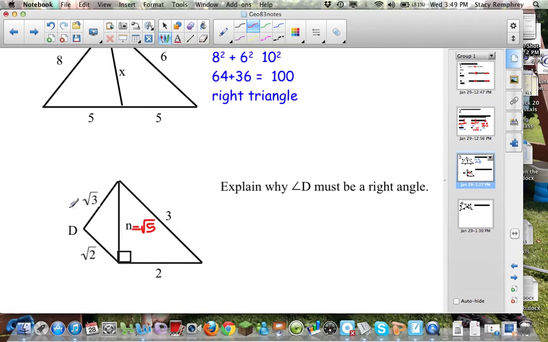And then over here, I'm going to test. I don't know that this is a right angle. So the square root of 5 is my longest side. So square root of 5 squared is 5. Square root of 3 squared is 3. The square root of 2 squared, which is right here, is 2. So when I take this squared plus this squared, how does that compare to that squared? They're equal. So by the converse of the Pythagorean theorem, angle D must be a right angle.